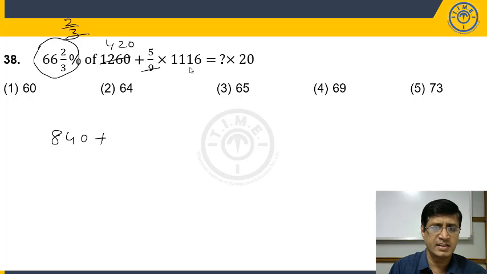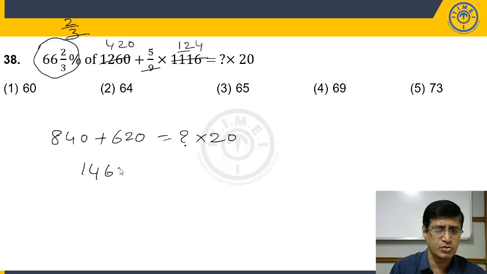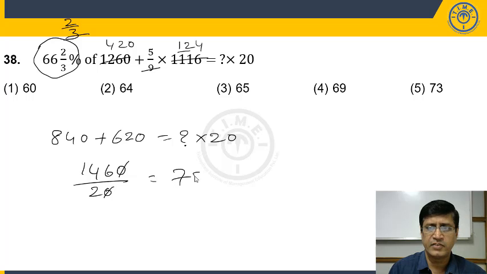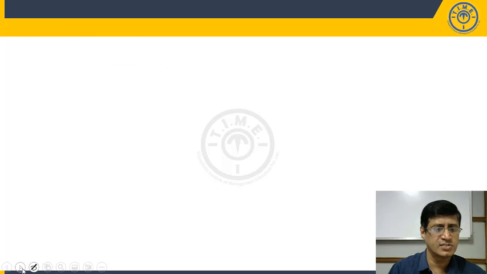Then how many times does 9 go exactly in 1116? It is 124 times. So what is the product of 5 times of 124? 5 times of 120 is 600, plus 4 times of 5, it is 20. So 600 plus 20 is 620, which is equal to question mark into 20. Now the sum of these numbers is 1460. Divide with 20, 0 and 0 get cancelled. Remaining is 73. Right option 5. Choice 5 is the answer for this question.